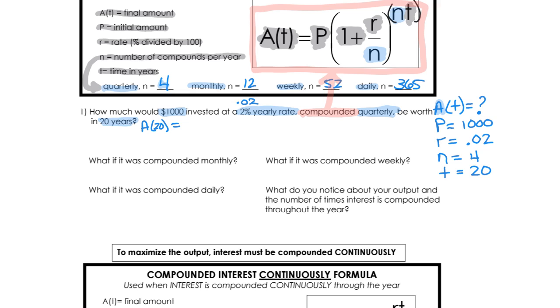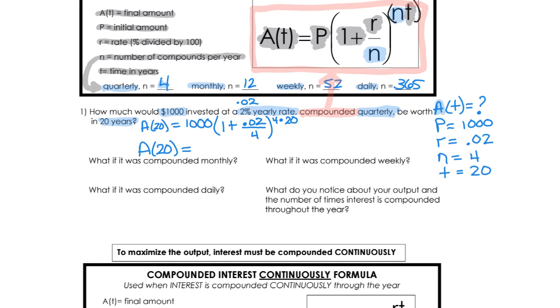Our P value, guys, is 1,000. And then in parentheses in the formula is 1 plus our rate, which is 0.02, divided by n, which is 4. And then it's raised to the 4 times t, which is 20. All right, and so we're going to end up with our final amount after 20 years. All we have to do, guys, is literally type it into your calculator exactly how you wrote it. The only thing you've got to be careful of is if you have the older calculator, that 4 times 20 either needs to be turned into an 80 or you need to use parentheses around your 4 times 20.